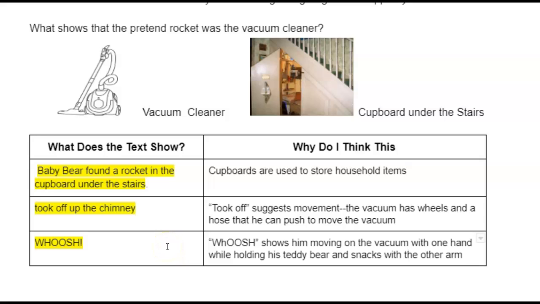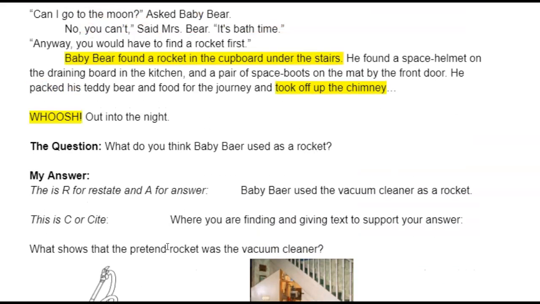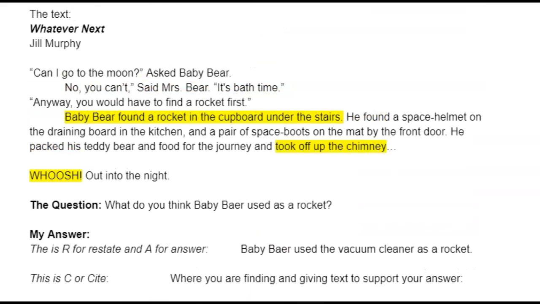And I want you guys to practice the same thing with the other two questions. Remember, you have the answers. You just have to figure out what text proves the answer. So when you go back in, you want to look at what text from this reading here proves the answer.